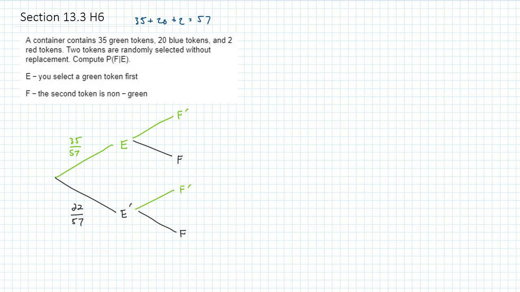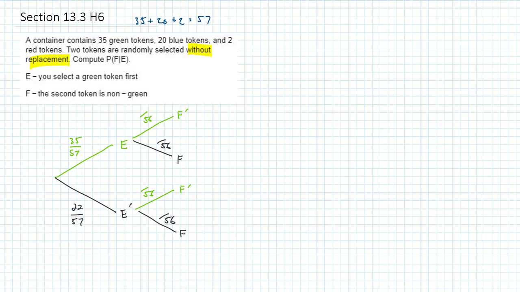Now for the next stage, I've already drawn out a token, and I have not replaced it because that was one of the key things here. It said without replacement. So what that tells me now is when I go ahead and draw that second token, I'm always going to be dividing by 56. And it doesn't matter which branch I'm on, it's always going to be dividing by 56. So I'm going to go ahead and label that in each one of these.